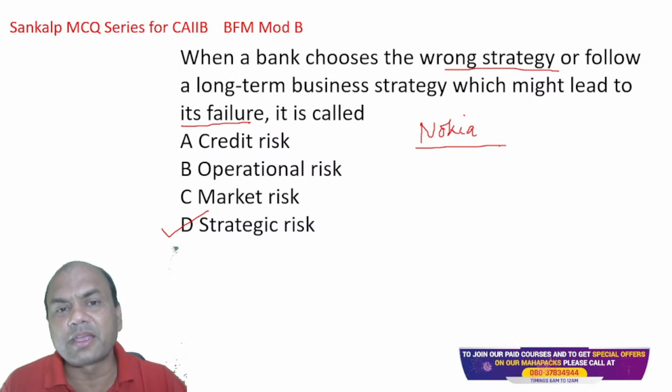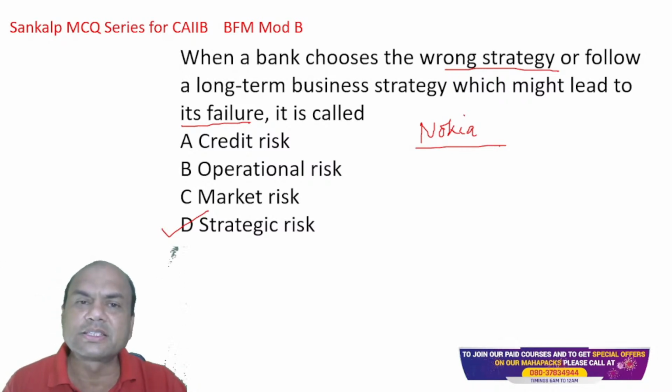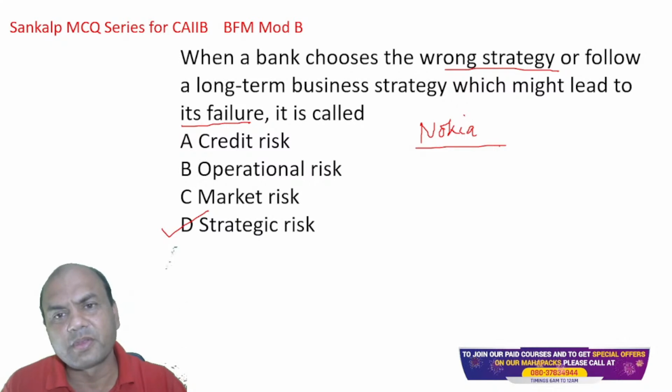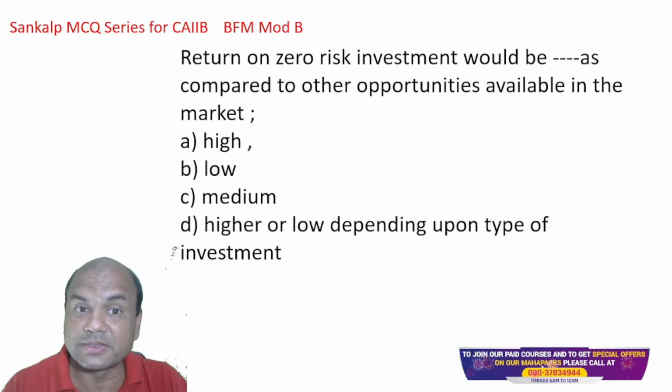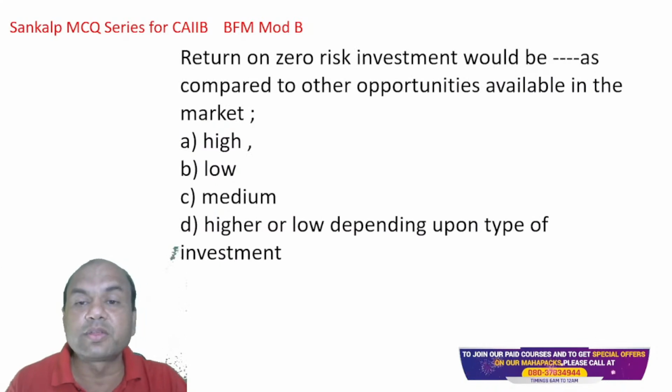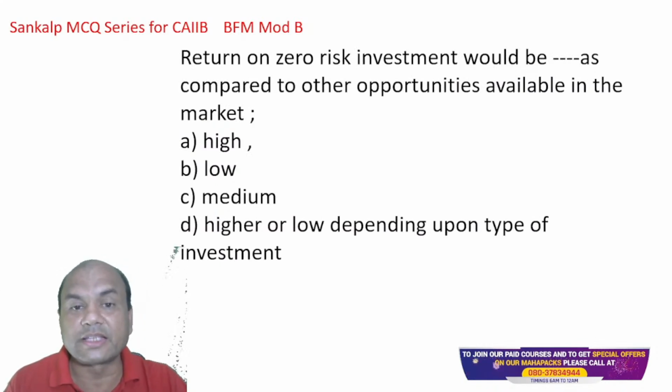Same thing happens with the bank. When the bank chooses the wrong strategy, it will go down, collapse, in the long run. So that's why this is known as strategic risk. Always remember this. Return on zero investment would be dash as compared to the opportunities available in the market.